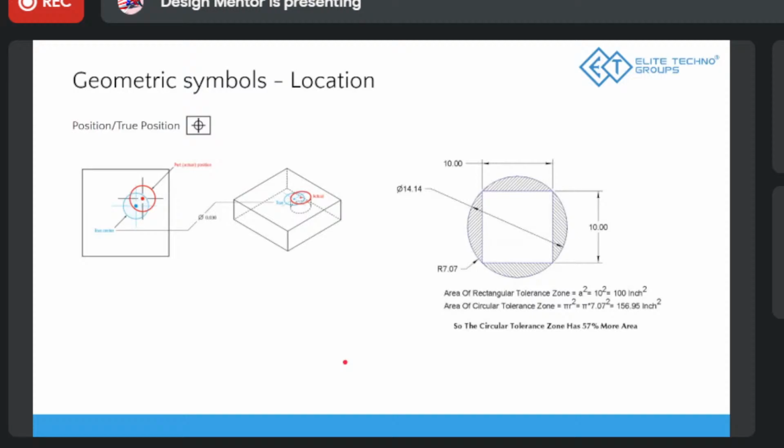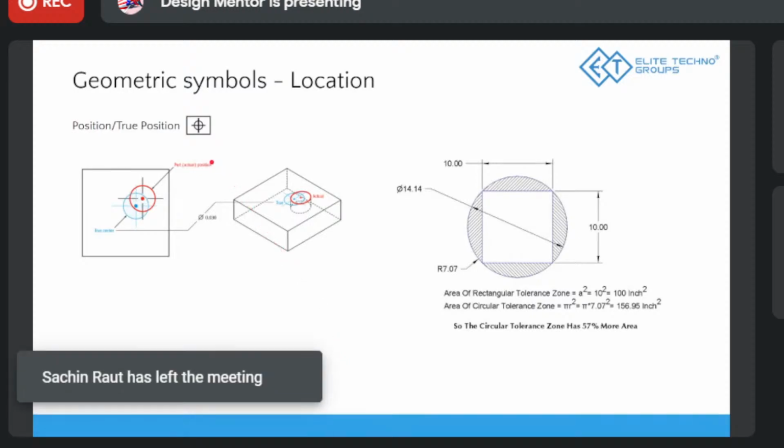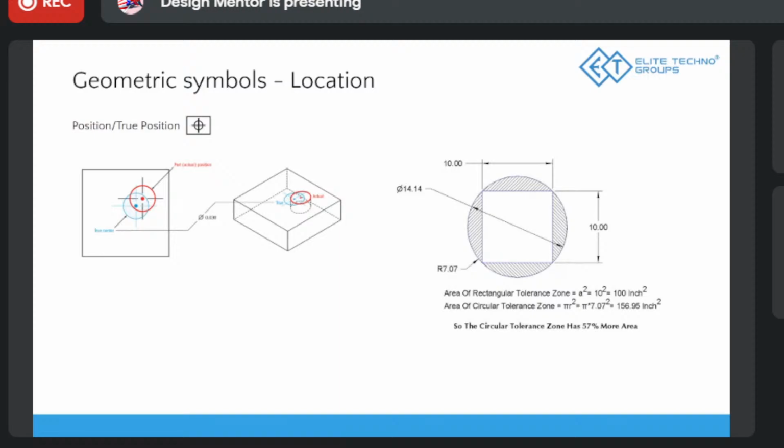Okay. Now this is one of the most important geometric symbols, the position that we are talking about, the positional tolerance, or in some cases people also call it true position.